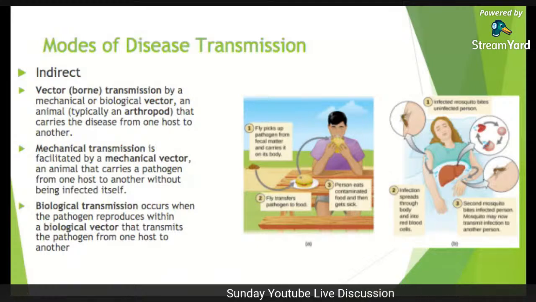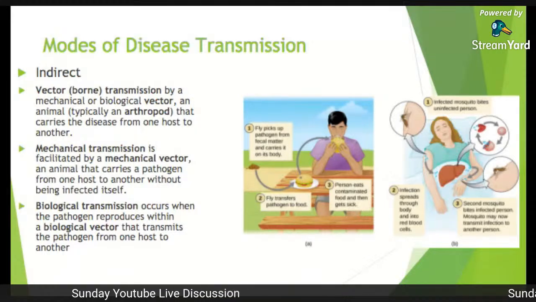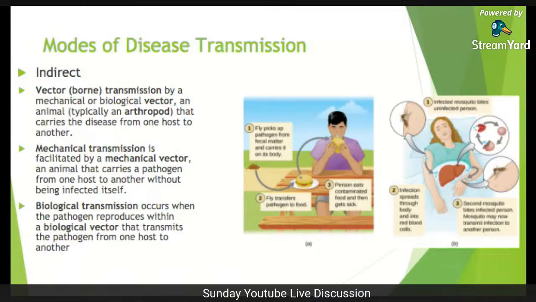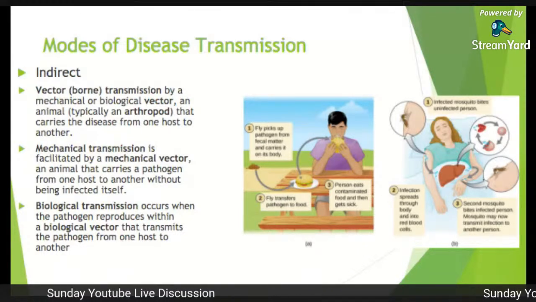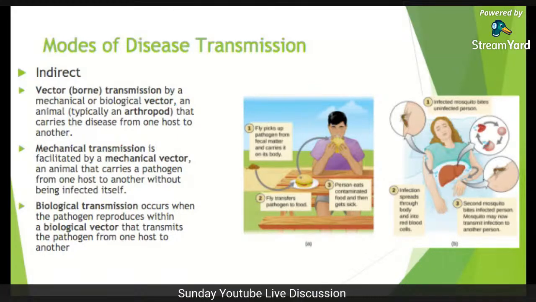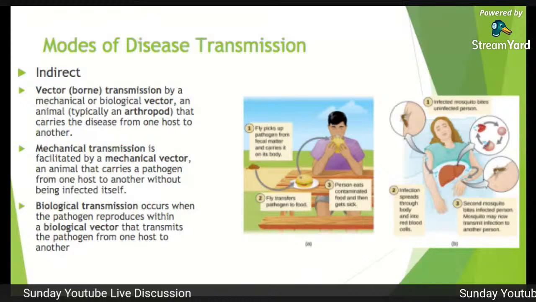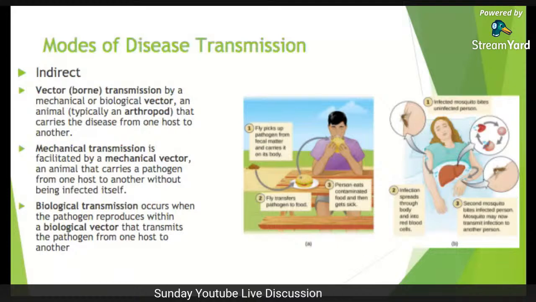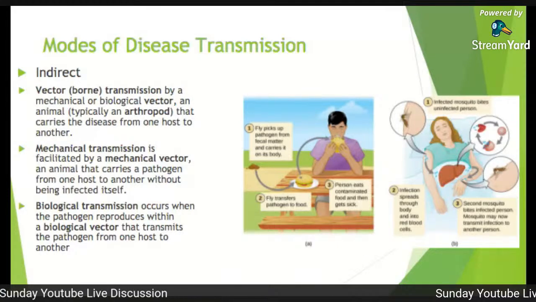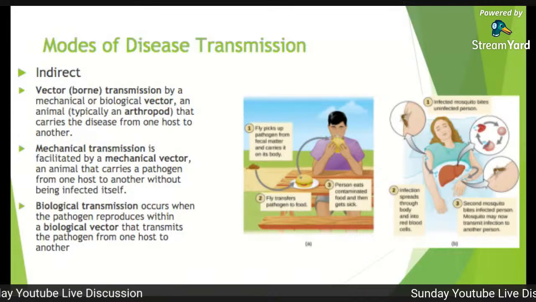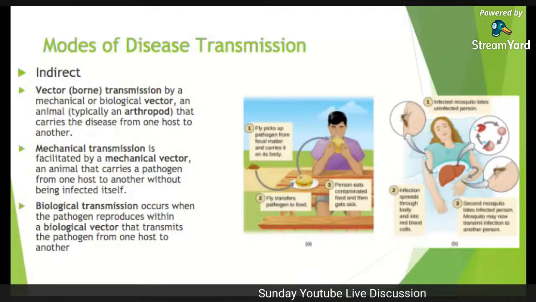So in the first picture on the left, you have a guy eating at a picnic probably, and there's a fly. I don't know how big it is on the screen, but there's a fly that had just left either some garbage, or it might have been on a dead body, or it could have been on some animal feces. It came and landed on his food. What happened is the fly picked up maybe E. coli, maybe Shigella, whatever was on the item it was crawling on prior to landing on that guy's food. And then it leaves those pathogens on that meal.